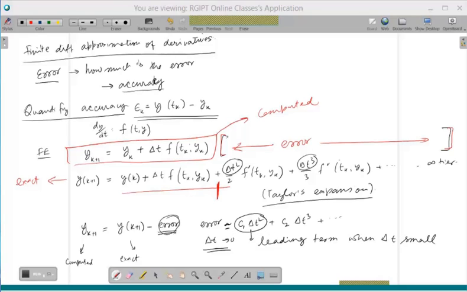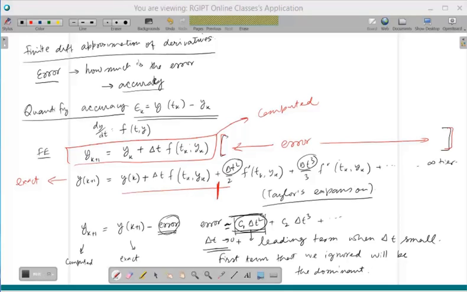the main part of the error will be the first term that you have ignored. The first term that we have ignored will be the dominant error. Other terms will be much smaller values, right?